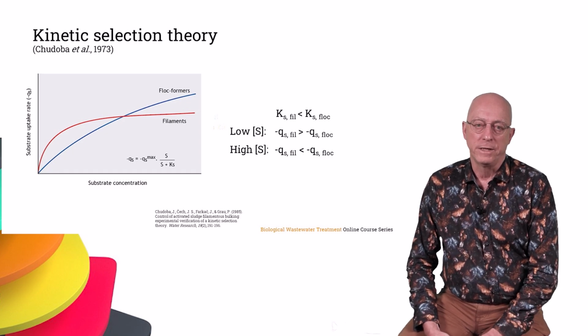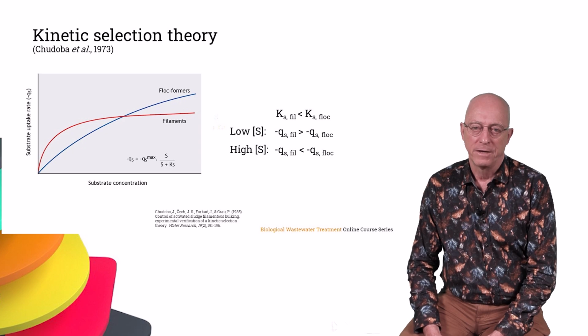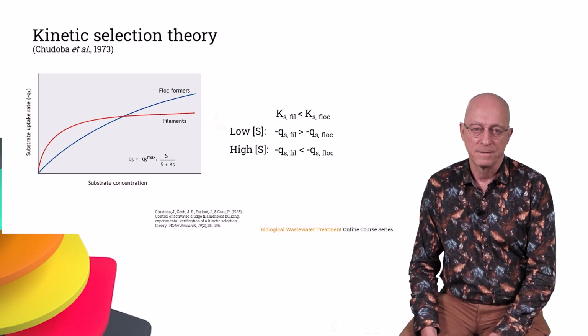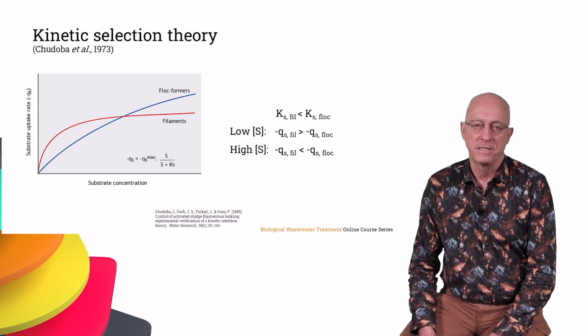Now, the basic theory behind why filamentous organisms will win the competition from floc formers. In wastewater treatment, if we get different organisms, we always have to think, why will this organism win the competition over the other organisms? Now, this basic so-called kinetic selection theory was formulated by Chudoba somewhere in 1973.